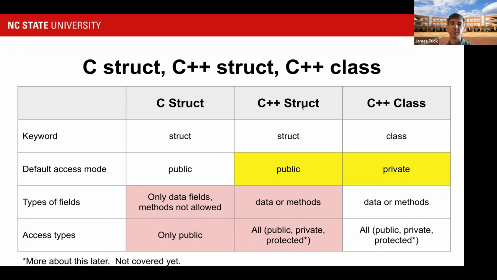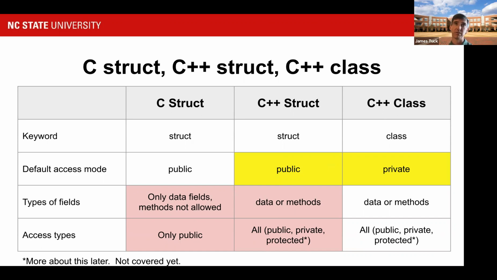The only difference between a C++ struct and a C++ class is actually one thing. It's how the fields are accessed by default. If you don't specify public or private, then by default, a C++ struct is public. And by default, a C++ class is private. And that's the only difference. And you can use structs and classes in the exact same way, as long as you adhere to this difference.